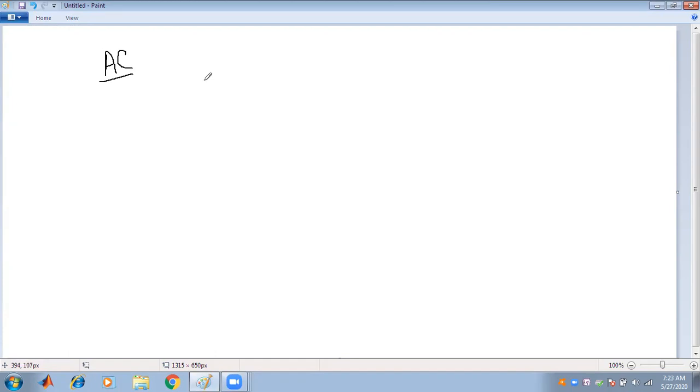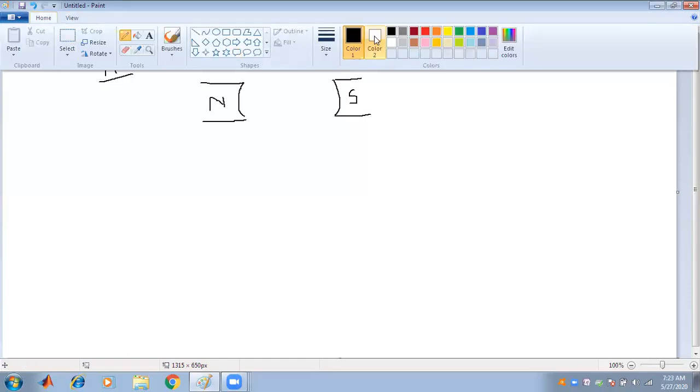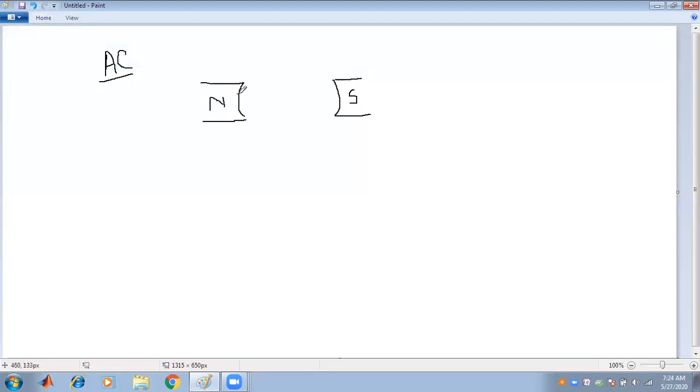So let us see how AC is formed. Now let us take steady magnets, that is a north and south pole, which are generally responsible for producing the steady magnetic field. The magnetic field direction is always from north to south.